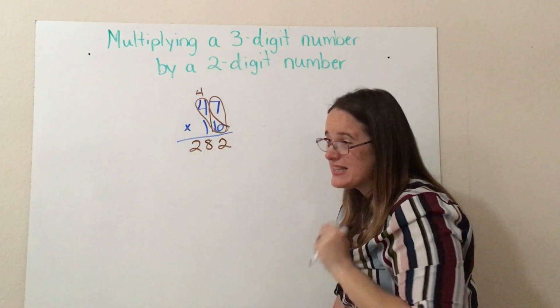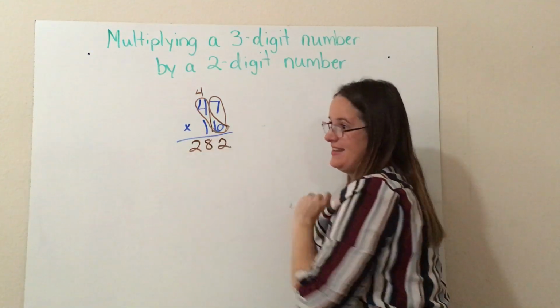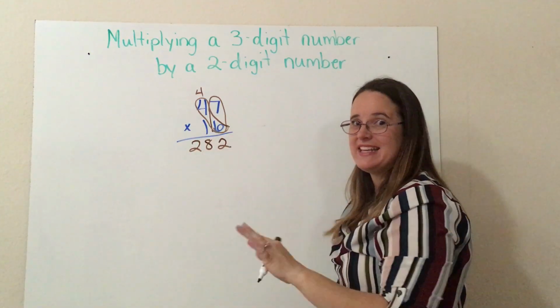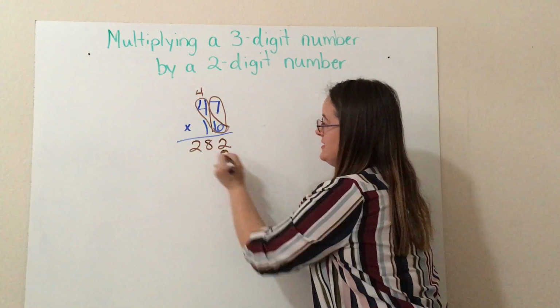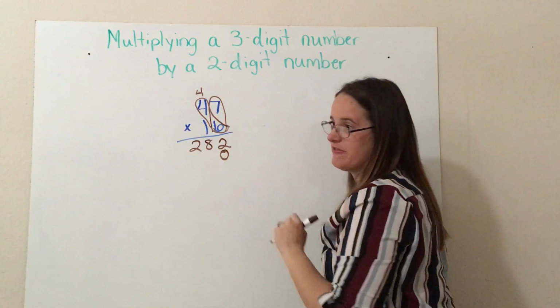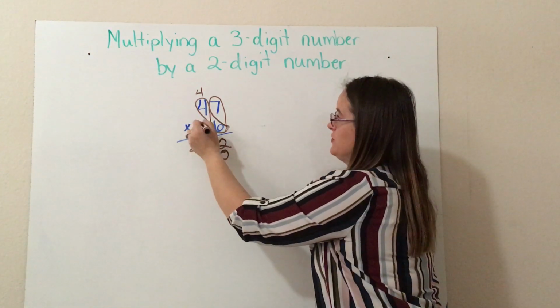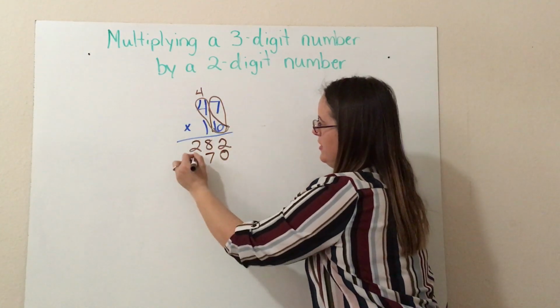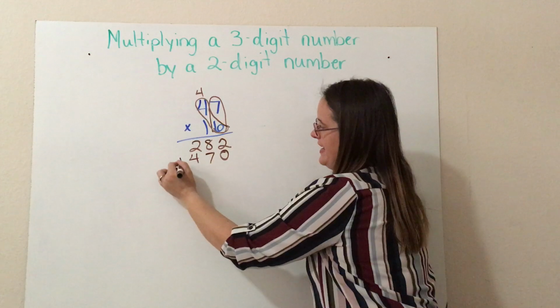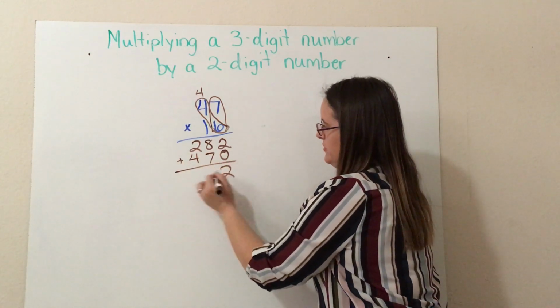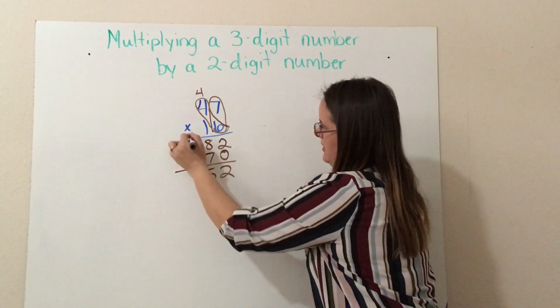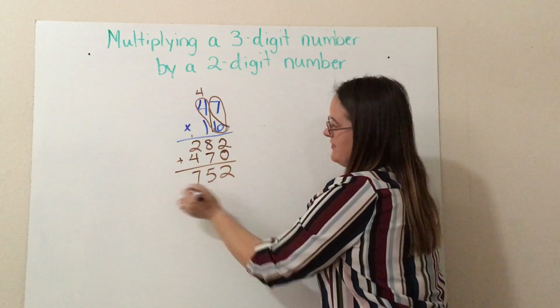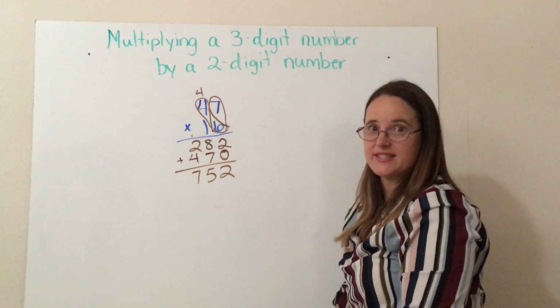But that's not really a 1, it's a 10. So I know if I multiply anything times 10, it's going to end in 0. So I put my 0 there first. And then I do 1 times 7, which is 7, and 1 times 4, which is 4. And then I have to add these together to get my total. So 752 would be the total for this.